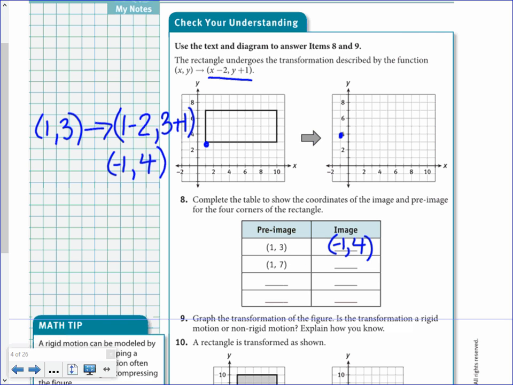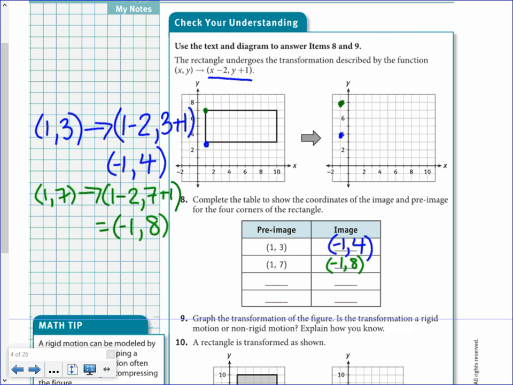I'm going to use green for 1, 7, which is our top left corner of our rectangle. So again, we're going to plug 1, 7 into our mapping function. So our x value is 1, and our y value is 7. And if you simplify that, you get negative 1, 8. So on our image, this top left corner should be negative 1, 8. And so if you graph that, you should end up at negative 1, 8.